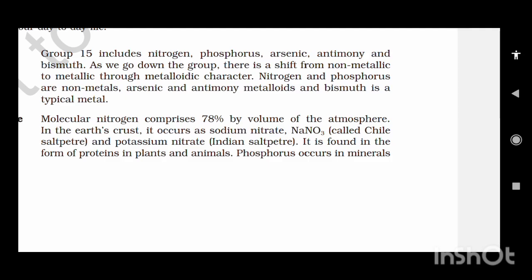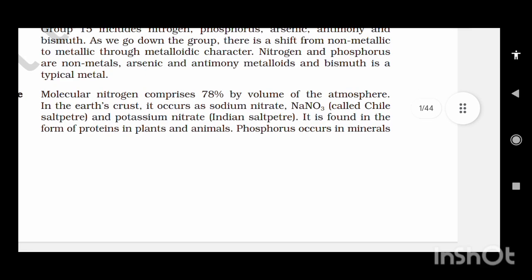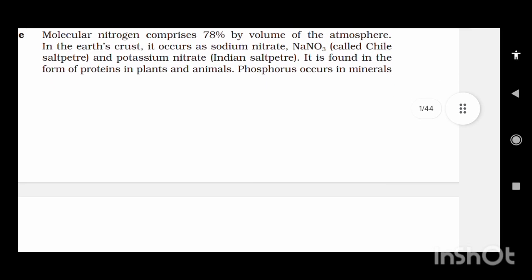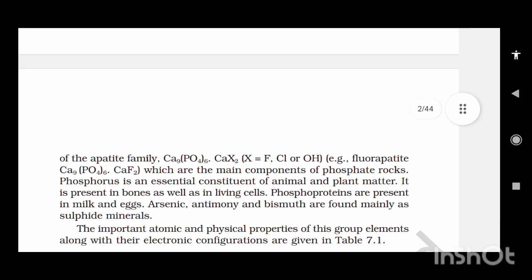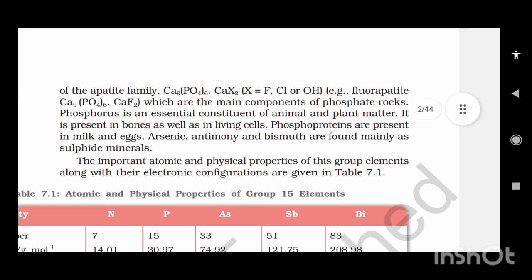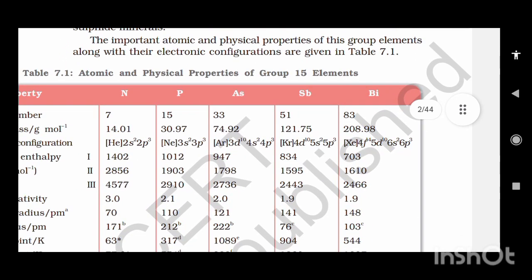In the earth's crust, it occurs as sodium nitrate called Chile saltpetre and potassium nitrate. It is found in the form of proteins in plants and animals. Phosphorus occurs in the minerals of the apatite family, which are the main components of the phosphate rocks. Phosphorus is an essential constituent of animal and plant matter. It is present in the bones as well as in the living cells. The phosphoproteins are present in milk and eggs. Arsenic, antimony, and bismuth are found mainly as the sulfide minerals.